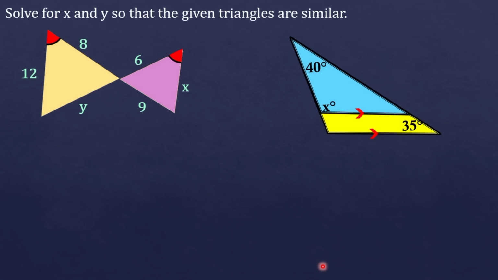Solve for X and Y so that the given triangles are similar. So, I have here your first triangle. Gawa po tayo ng proportion. Set up tayo ng proportion. So, X over 12, and then 6 over 8, and then 9 over Y. Okay, since these two triangles are vertical angles, ibig sabihin sila po yung congruent. So, ibig sabihin ito po ang corresponding side niyan. Ito po dito at ito po dito.